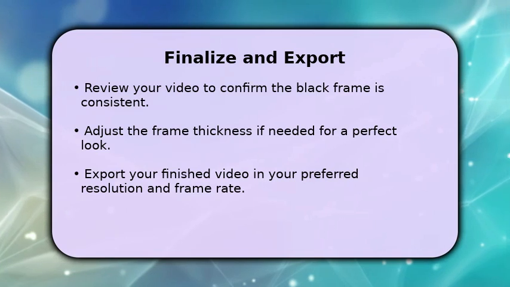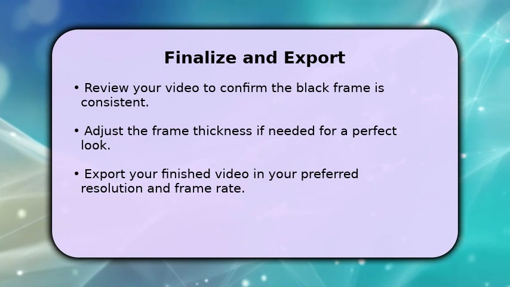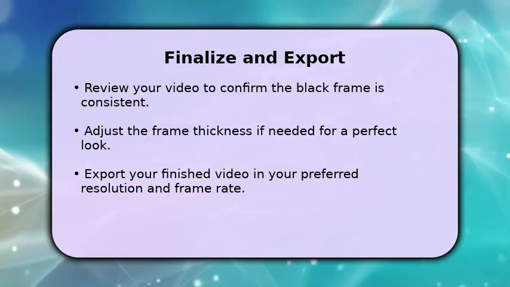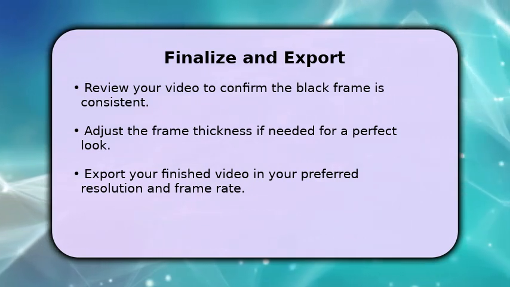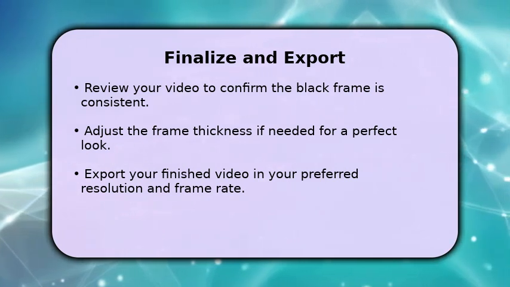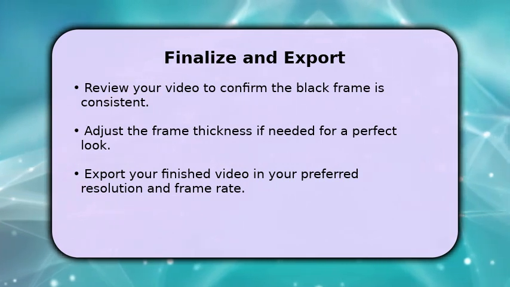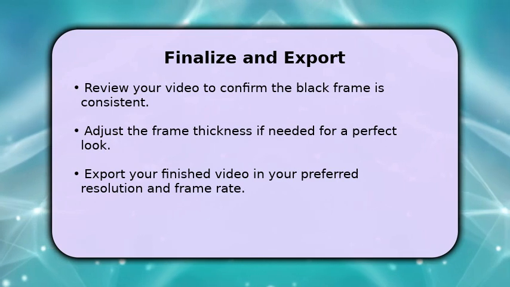Before exporting, take a moment to review your video. Play it through to ensure the black frame remains consistent throughout and looks exactly as you intended. If necessary, make any final adjustments to the video's size or position. Once you are satisfied, tap the export button, usually located in the top right corner. Choose your desired resolution, like 1080 pixels, and frame rate, such as 30 frames per second, then save your masterpiece.